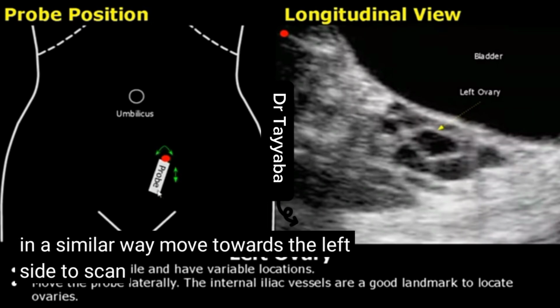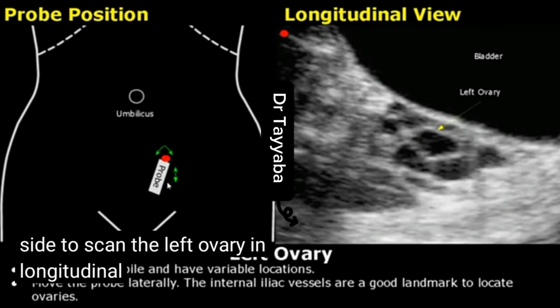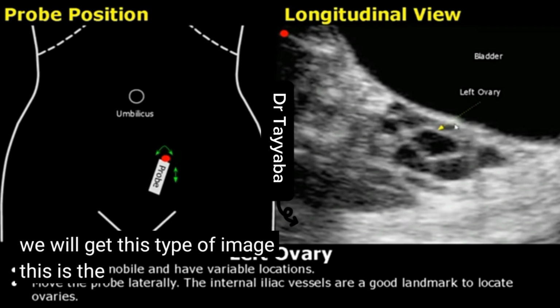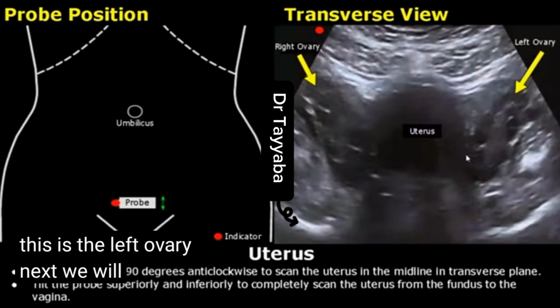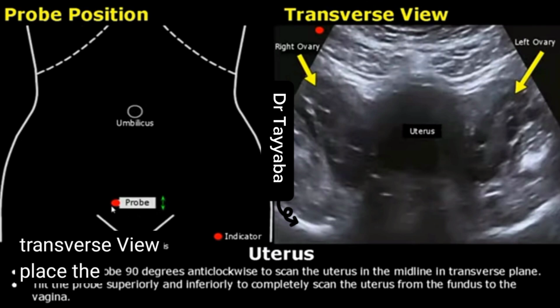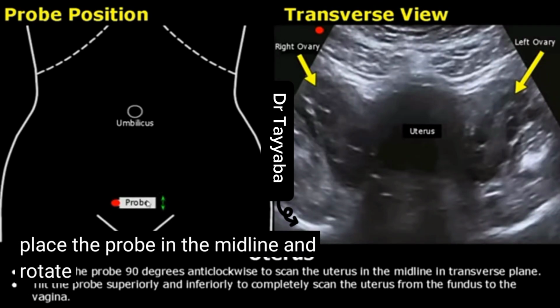In a similar way, move towards the left side to scan the left ovary in longitudinal plane. We will get this type of image. This is the left ovary. Next we will scan the uterus in transverse view.